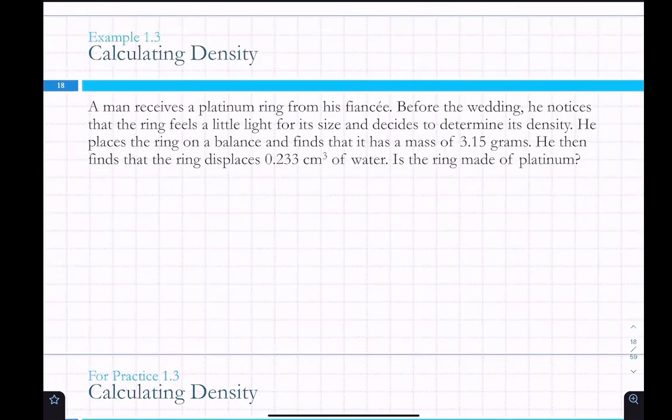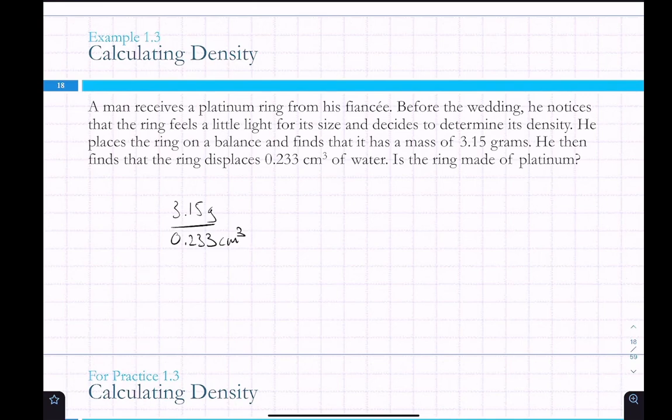Okay, so a man receives a platinum ring from his fiance. Before the wedding, he notices that the ring feels a little light for its size and decides to determine its density. He places the ring on a balance and finds that it has a mass of 3.15 grams. He then finds that the ring displaces 0.233 centimeters cubed of water. Is the ring made of platinum? No. So if we calculate its density, we're going to take 3.15 grams divided by 0.233 centimeters cubed.